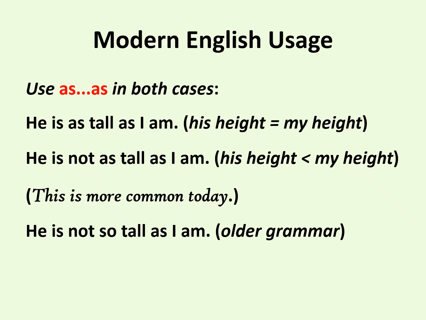In both the cases, affirmative and negative, you can use as tall as, and also not as tall as. This is more common today. He is not so tall as I am. That was recommended by older grammar. This is no longer in vogue. So today's grammar recommends as for both affirmative and negative sentences.